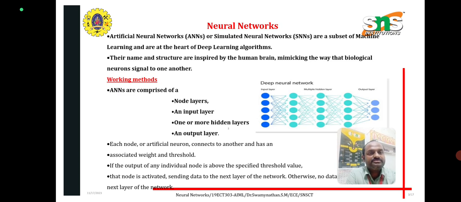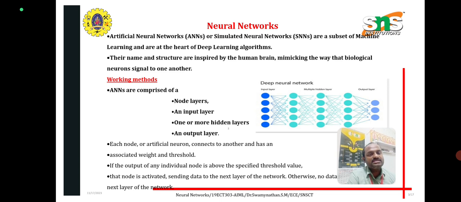First, neural networks, that means artificial neural networks, are a subset of machine learning and at the heart of deep learning algorithms. They are inspired by the human brain, mimicking the way biological neurons signal to one another. As for the working method, node layers are available.